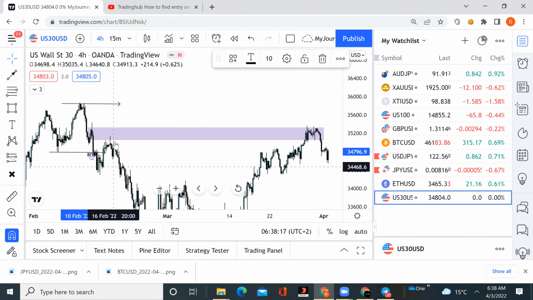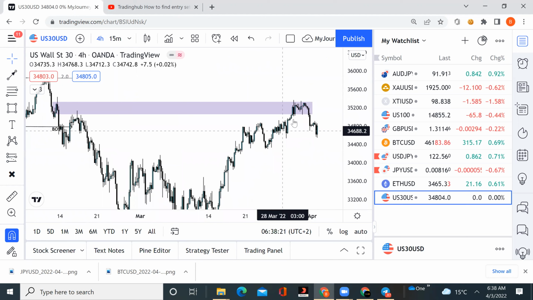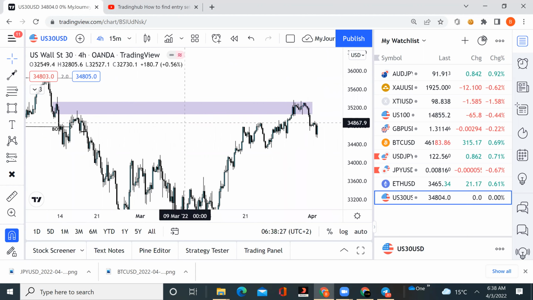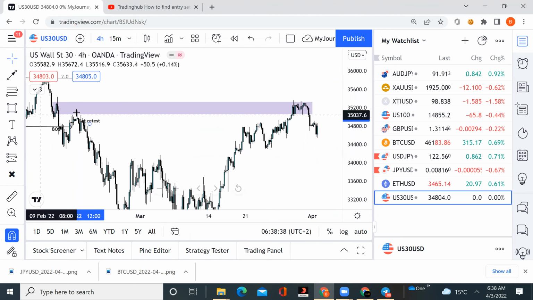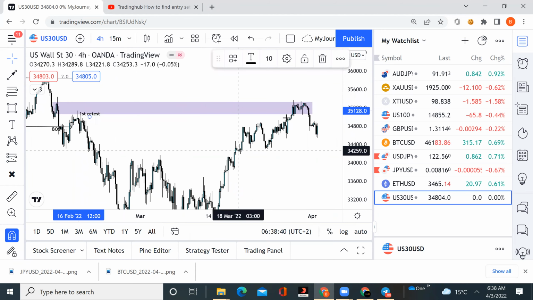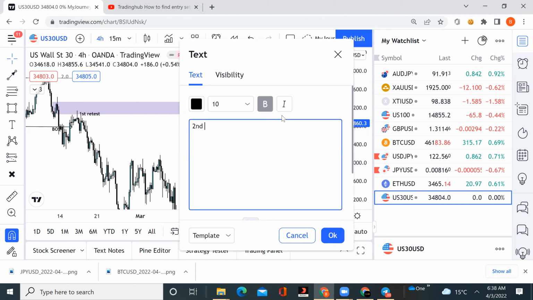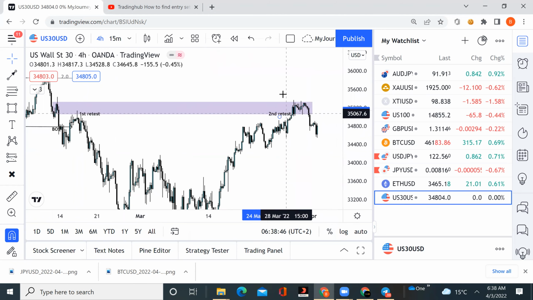And obviously it broke down and went up and it sold. Yes, it did. But we see here recently that price came to that same order block, round about this area. But the order block has already been retested here. Therefore, this is basically our second retest, which is round about here.